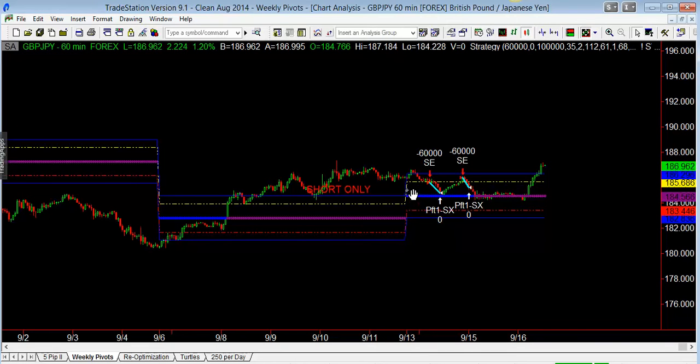But this particular strategy just waits for price to get away from the weekly pivot and bets on the likelihood that it gets down to the weekly pivot. And you can see a couple of trades recently here.